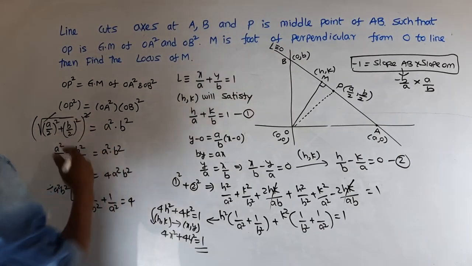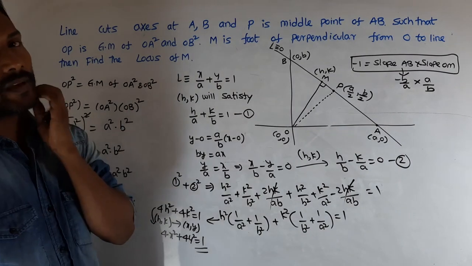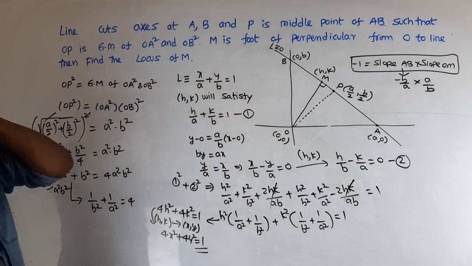Yeah, this OP is the geometric mean of OA square and OB square. I hope this is clear.